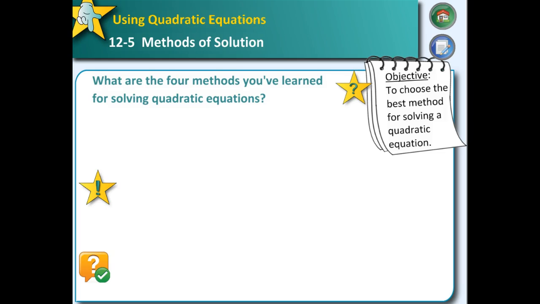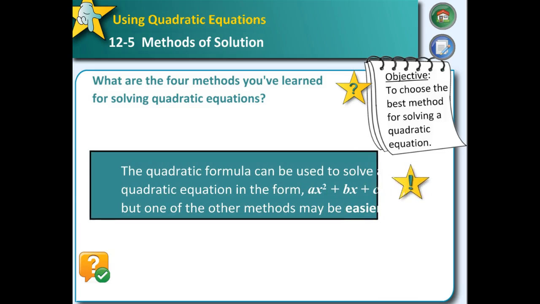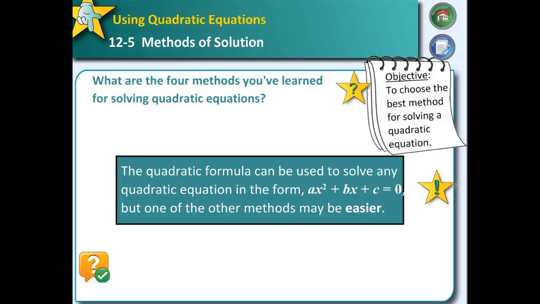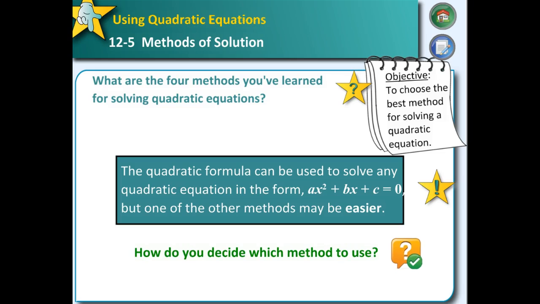So the question is, what to do when? How can we put it all together today and realize how to solve quadratic equations? Well, I am going to give you one little hint here. If you look at my exclamation point, you can use the quadratic formula to solve any quadratic equation in the form ax squared plus bx plus c equals 0, but one of the other methods may be easier. So the question is, how do you decide which method to use?